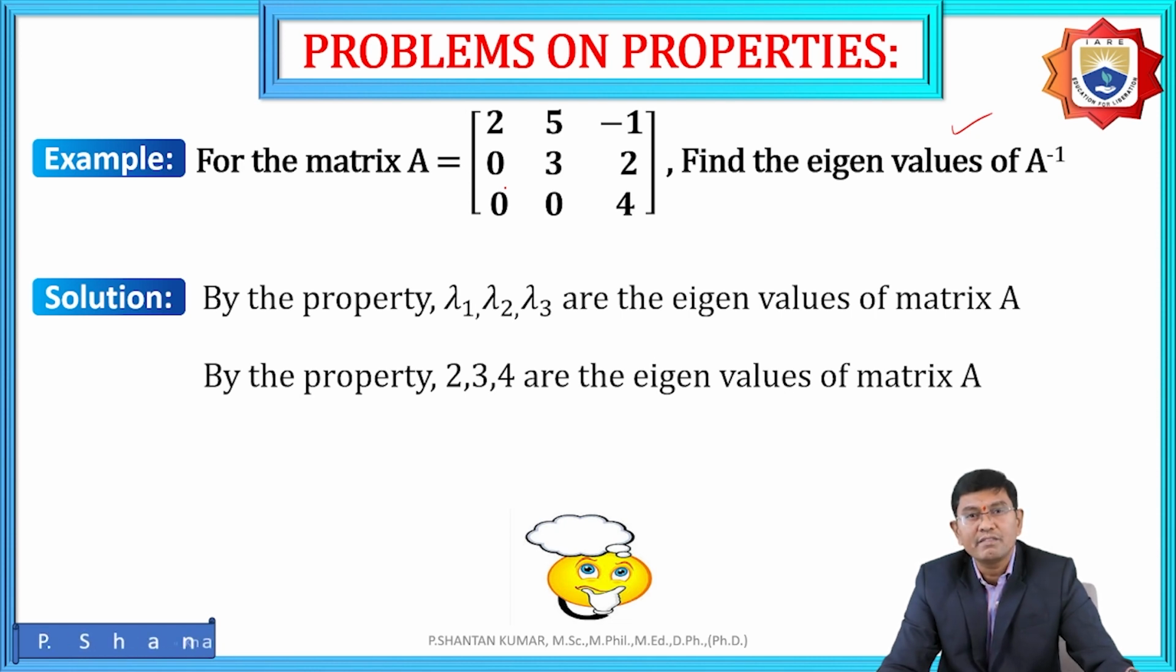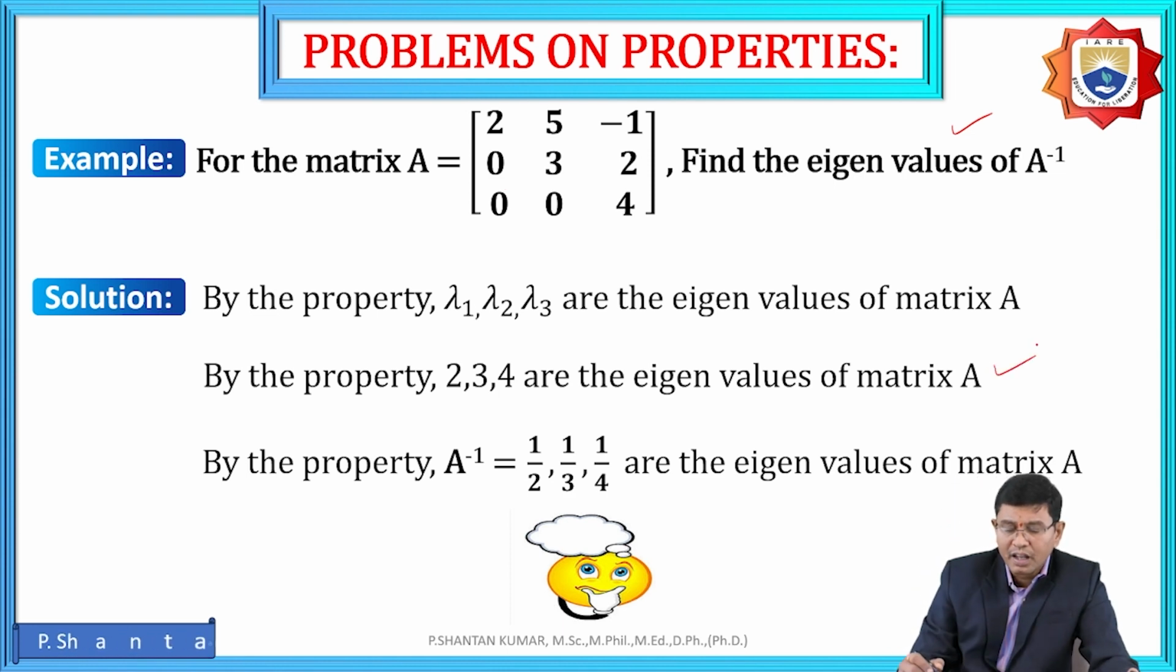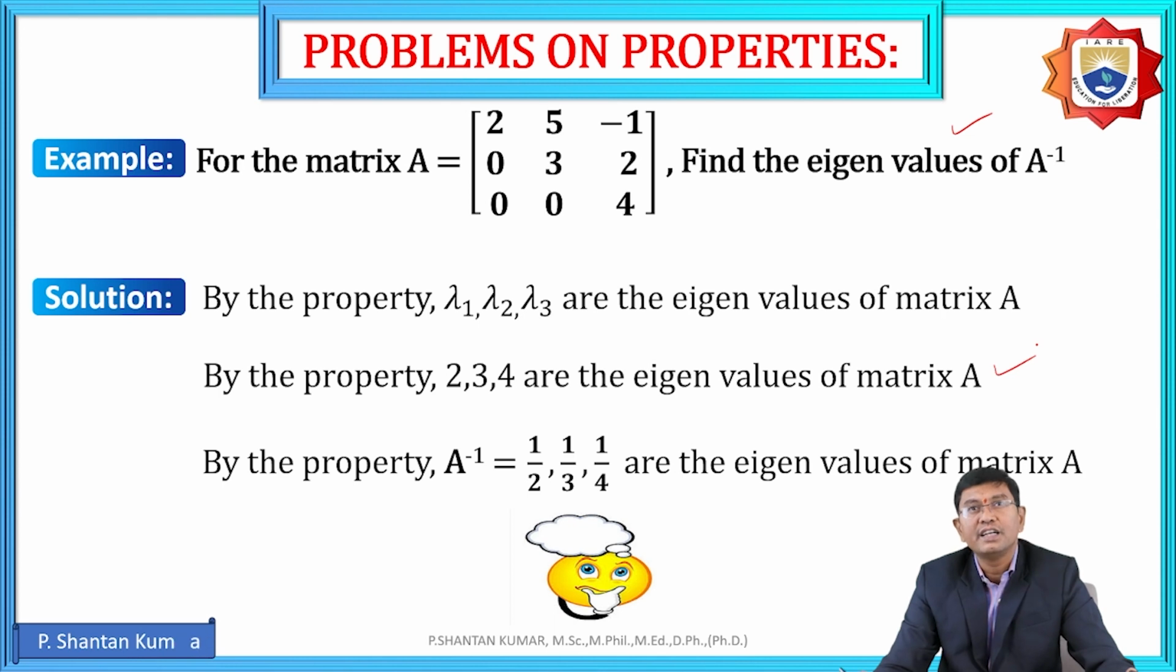The eigenvalues of the inverse of a matrix are the reciprocals of the eigenvalues. Therefore, the eigenvalues of A inverse are 1/2, 1/3, 1/4. That means the inverse's eigenvalues are nothing but the reciprocals of the given matrix's eigenvalues. In this case, since it is an upper triangular matrix, the diagonal elements are the eigenvalues. Therefore, A inverse has eigenvalues 1/2, 1/3, 1/4. This is also clearly shown by the property.